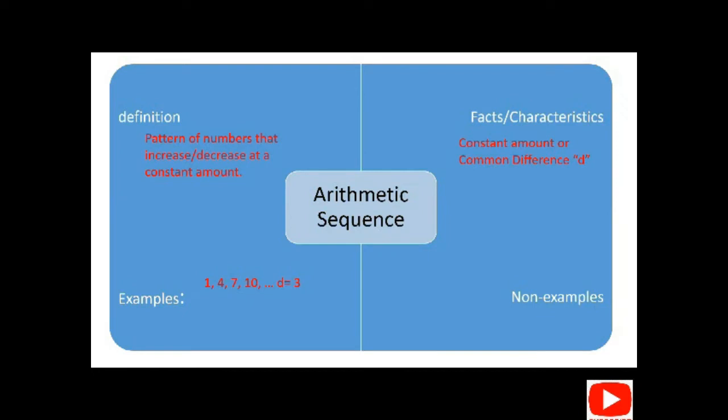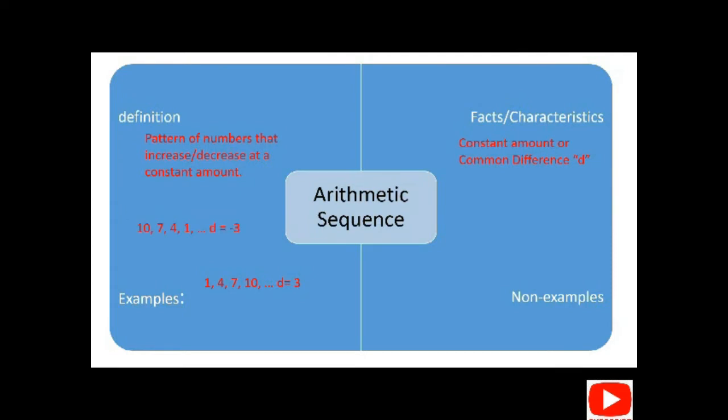So the common difference is 3. Since it is an increasing sequence, the sign of the common difference is positive. Or again, to get the common difference, we will subtract: 4 minus 1 is 3, 7 minus 4 is 3, 10 minus 7 is 3.